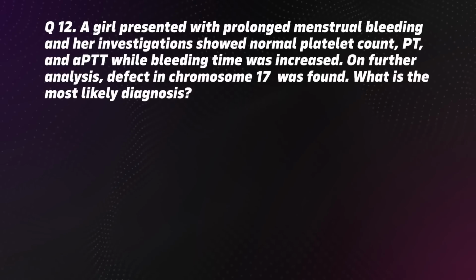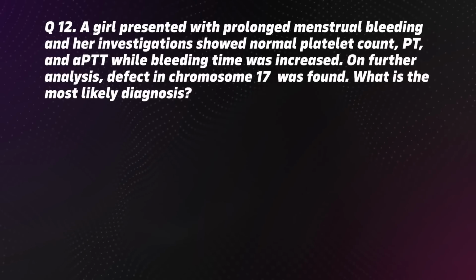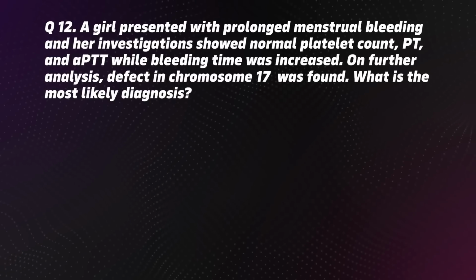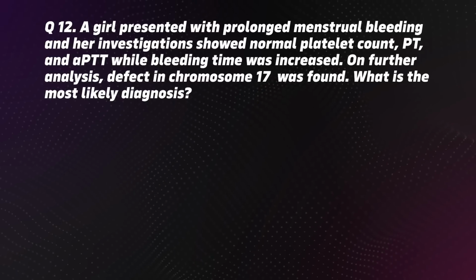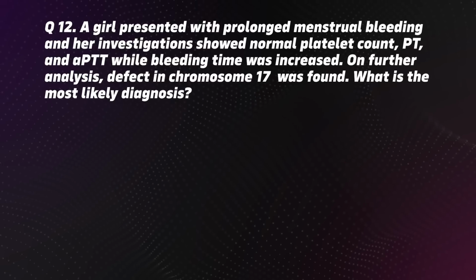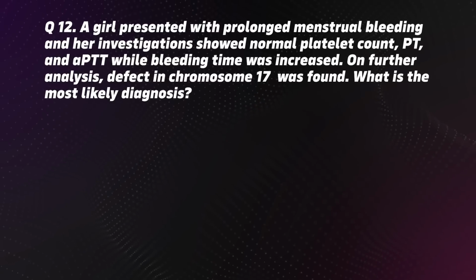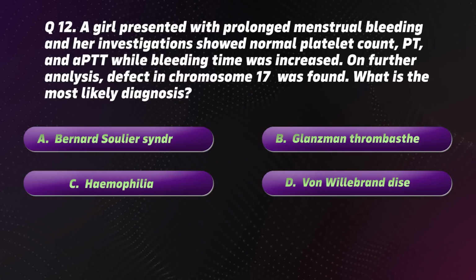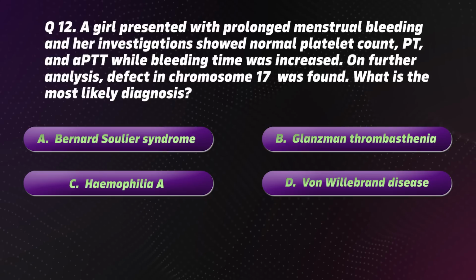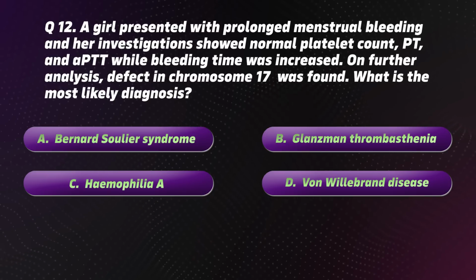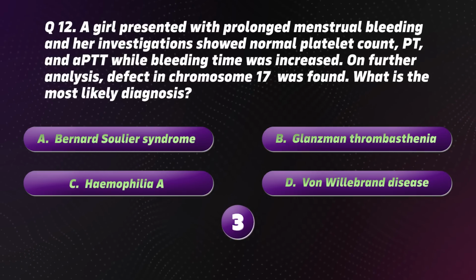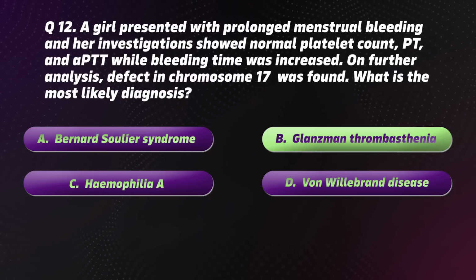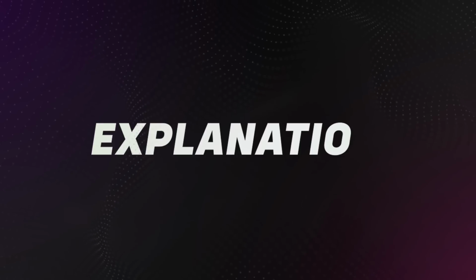Question 12. A girl presented with prolonged menstrual bleeding and her investigations showed normal platelet count, PT and APTT, while bleeding time was increased. On further analysis, a defect in chromosome 17 was found. What is the most likely diagnosis? Here are the options. A. Bernard-Soulier syndrome, B. Glanzmann thrombasthenia, C. Hemophilia A, D. Von Willebrand disease. And the correct option is B. Glanzmann thrombasthenia.